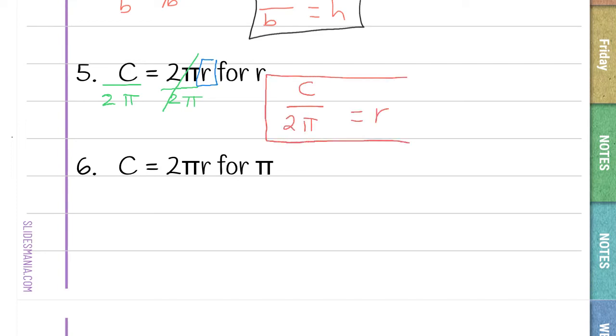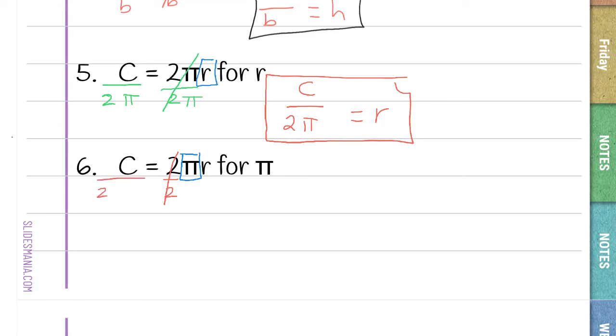And I'm done. Okay, now for the next one, they want us to solve for pi now. Put a box around your pi. This is again 2 times pi times r. This is multiplication. The reason I know that is because there's nothing in between those numbers or letters, okay? So then how do I undo multiplication? By dividing. I'm going to first divide by this 2 here. 2 divided by 2 reduces to 1, and do it here.